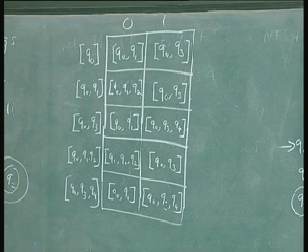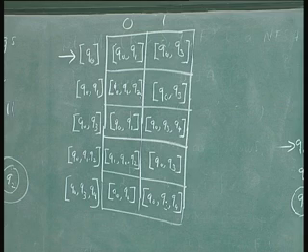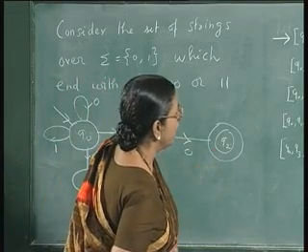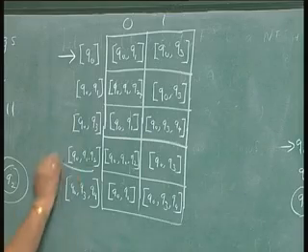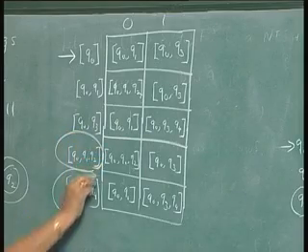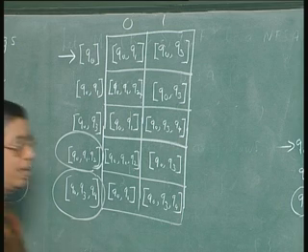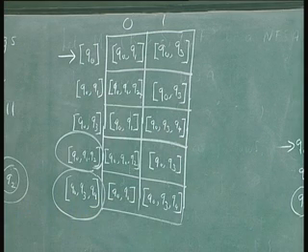Now, this is the initial state. The singleton containing Q0 is the initial state. What are the final states here? Q2 and Q4 are final states. So, any subset containing them will be a final state. This is a final state. This is a final state. So, if you draw the state diagram for this, it will be like this.